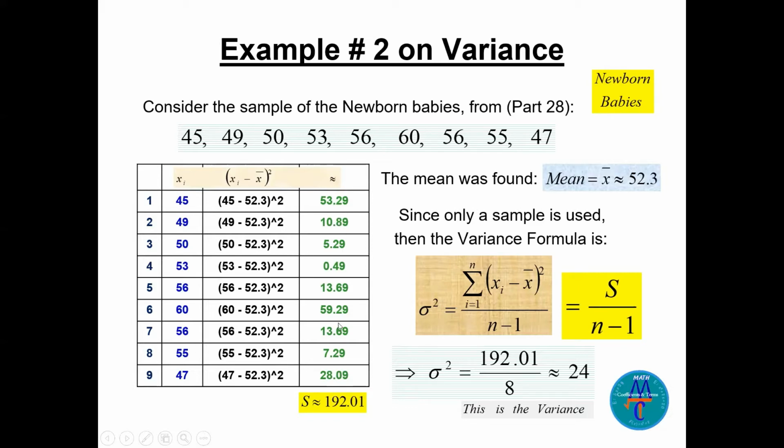You add all these numbers here, the sum will be 192.01. Now we need the variance. The variance is sigma squared. The summation, which is the capital S, we divide by N minus 1. Why N minus 1? Because we are using a sample of the newborn babies, not all the newborn babies. So 192.01 divided by 8. 8 is coming from 9 minus 1.